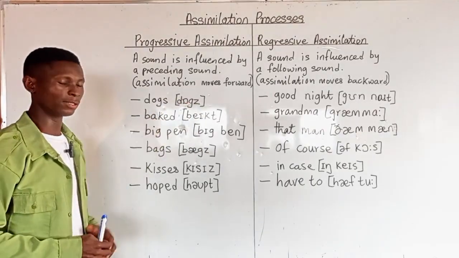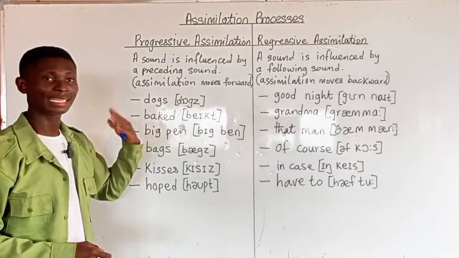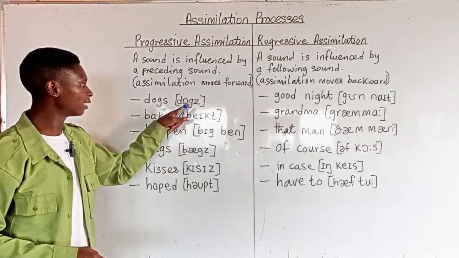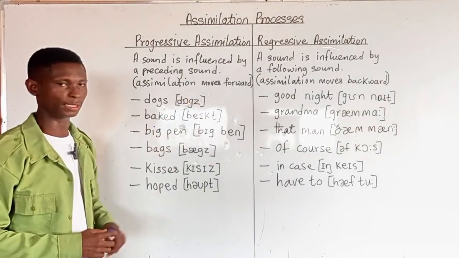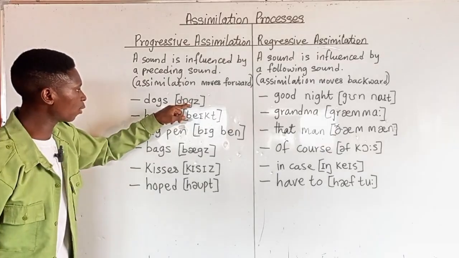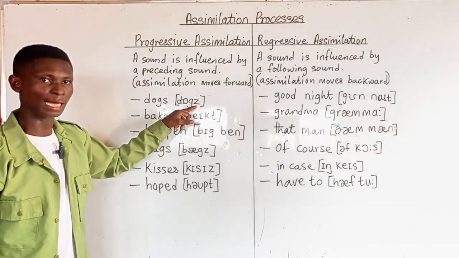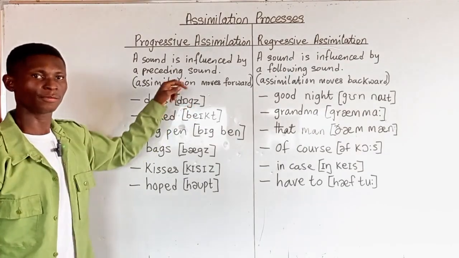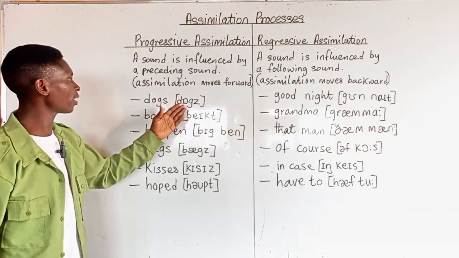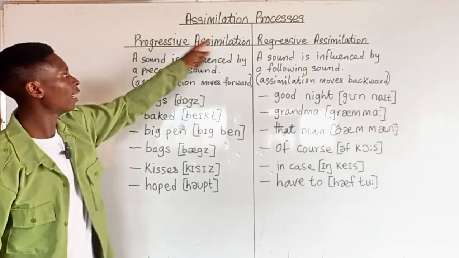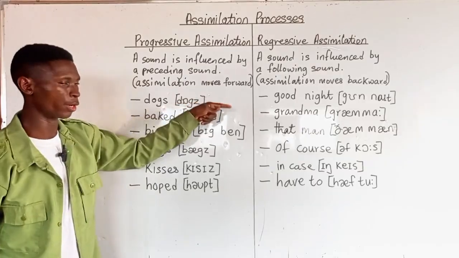So when you want to articulate this in connected speech, you cannot pronounce this as s because this sound is voiced. So this will influence this. Since this one, that's the preceding sound, affects the next sound or gives features to the next sound, we consider this as progressive assimilation because it is going in this direction, forward.